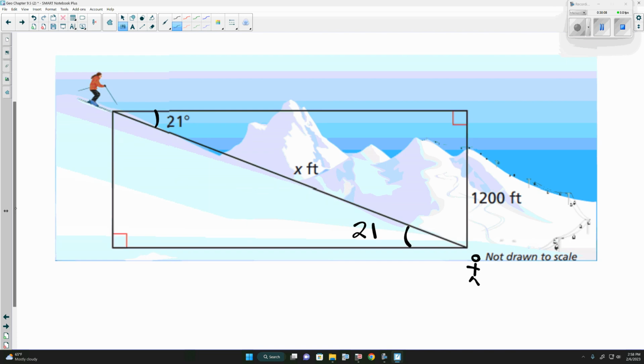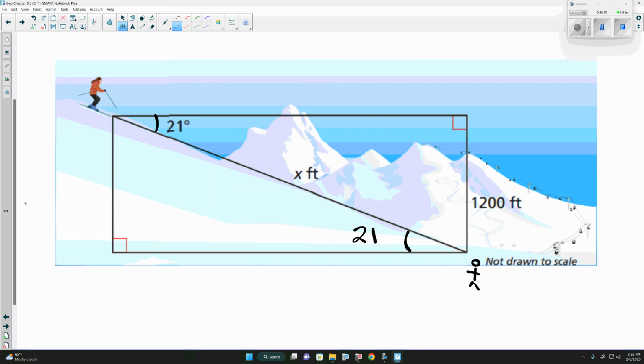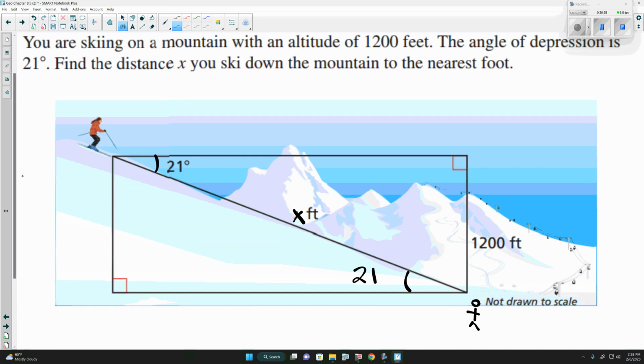We can use this angle of depression or angle of elevation with a few more pieces of information to find a missing side. So here we're finding the value of x, the hypotenuse. Now 21 degrees and 1200 feet, are they opposite or adjacent? So would we use sine or cosine? Because sine of 21 degrees is the opposite divided by the hypotenuse, which would be x.